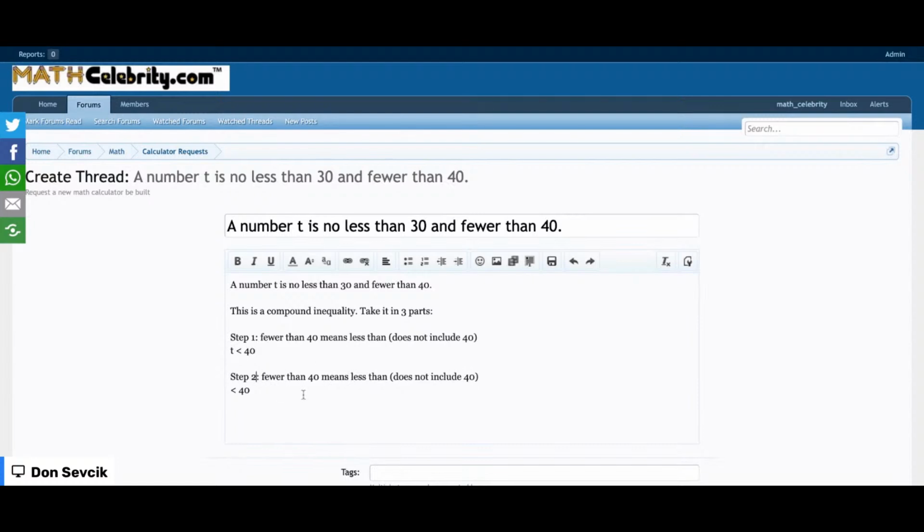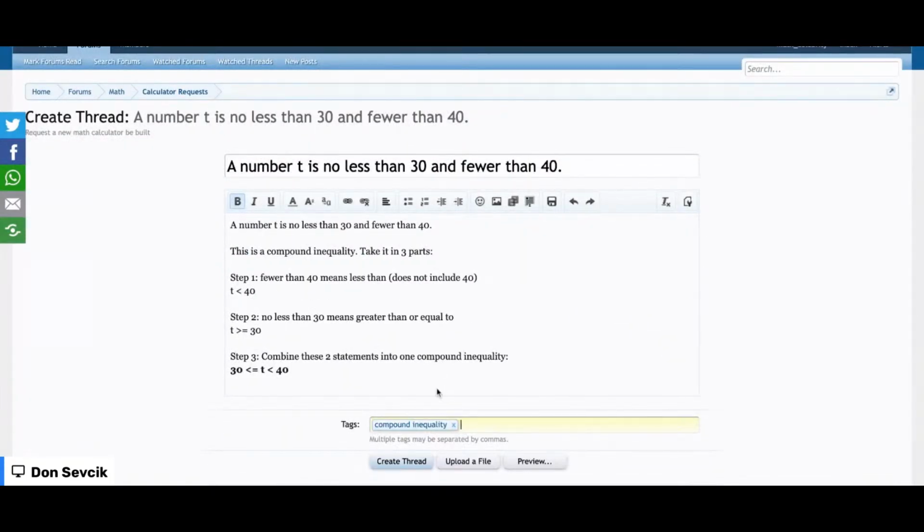Step 2, no less than 30. No less than 30 means greater than or equal to. Why? Because it's no less than 30, meaning it includes 30. 30 is the bottom. This means x is greater than or equal to 30. So big difference is less than, there was no equal, so there's no equal sign here, but no less than means including. Step 3, combine these two statements into one compound inequality. I've got x is greater than or equal to 30 and less than 40. So when I combine, I'm sorry, t, I use x, the problem stated t. This is how we write both of those statements as a compound inequality. That's it.